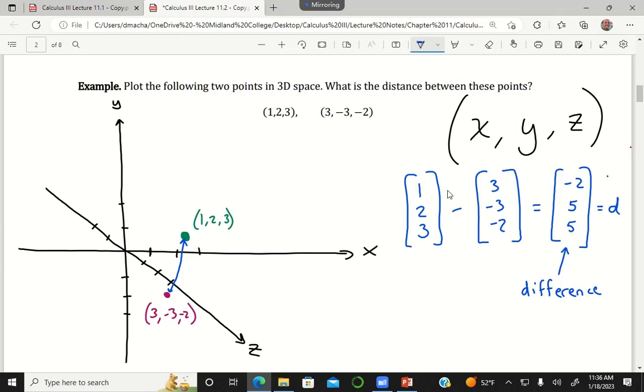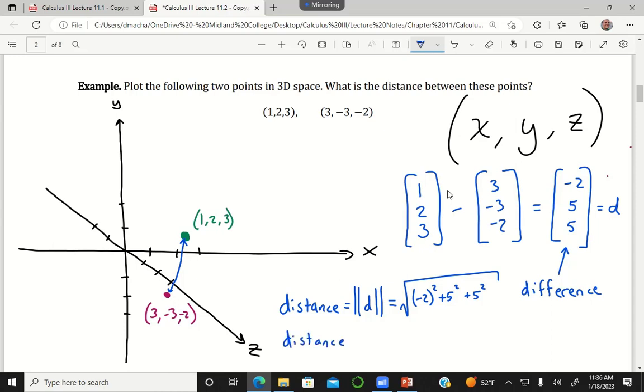So I'll just name this vector lowercase d. And if I want to actually find the distance, all I have to do is take the norm of that difference vector, right? So this is going to be the square root of negative 2 squared plus 5 squared plus 5 squared. So somebody tell me, what is the distance between these 2 points in space? Square root of 54. The square root of 54. 54, yeah. Cool. And you can just leave it like that as your answer. So the distance between these 2 points in three-dimensional space is the square root of 54. That would be the answer to the question.